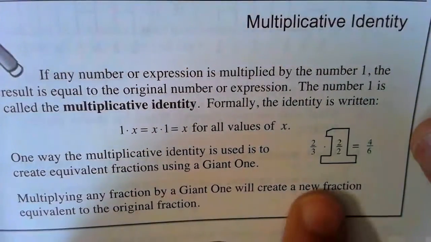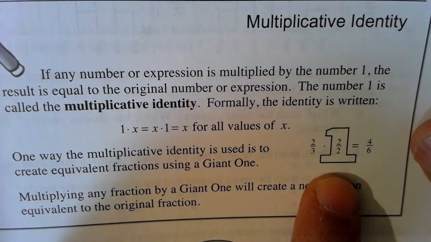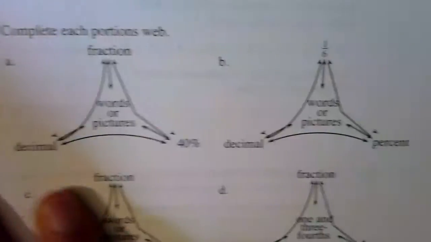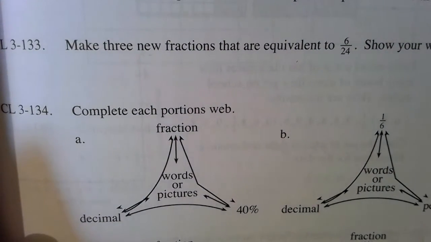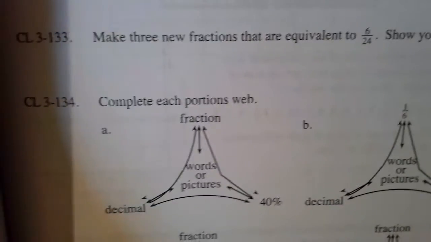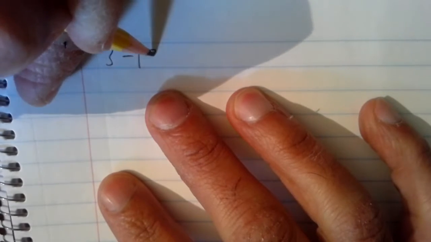So we're going to use the same idea, the same pattern, the same approach with our problem 3-133. Okay, we need to make 3 equivalent fractions for 6/24ths. Okay, let's go ahead and show that. So here, go ahead and make sure you have your paper labeled. 3-133. We have 6/24ths. Okay, let's use the giant 1.